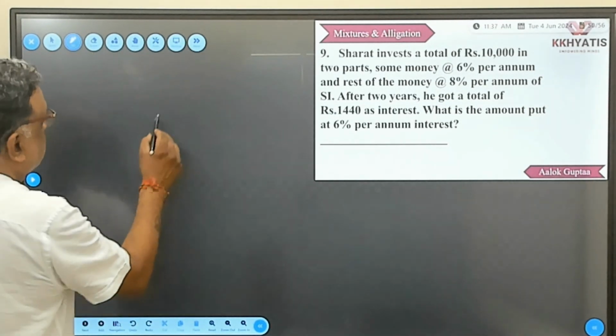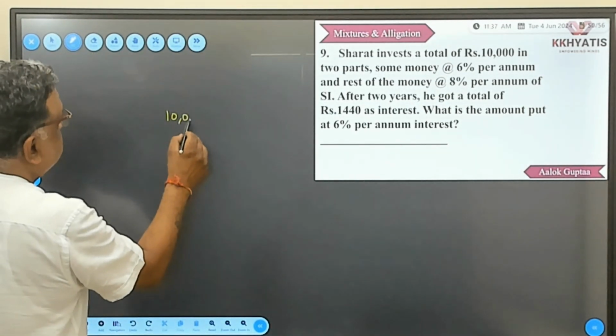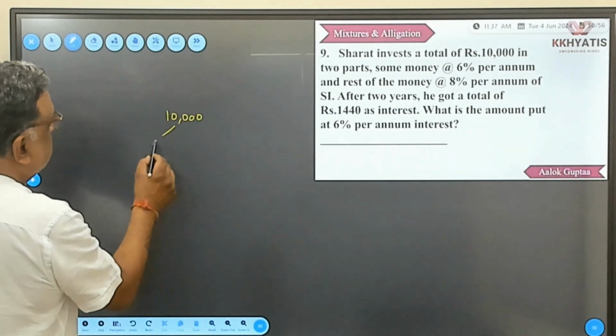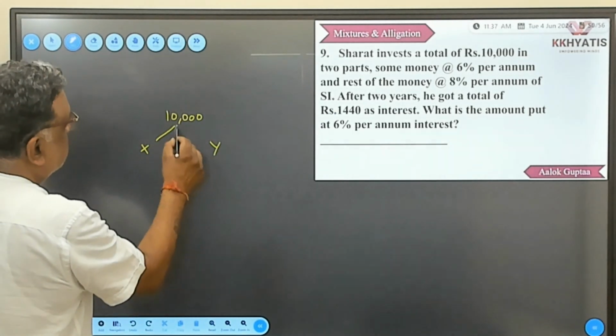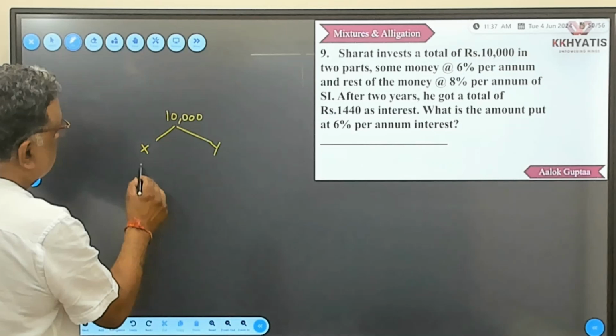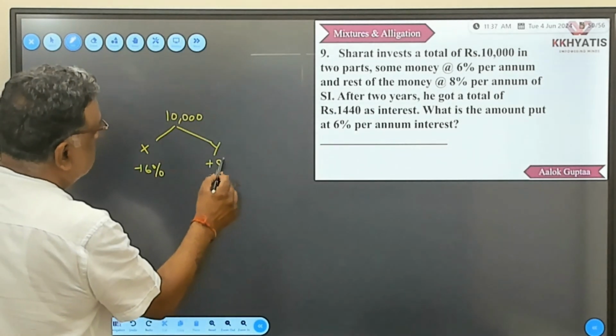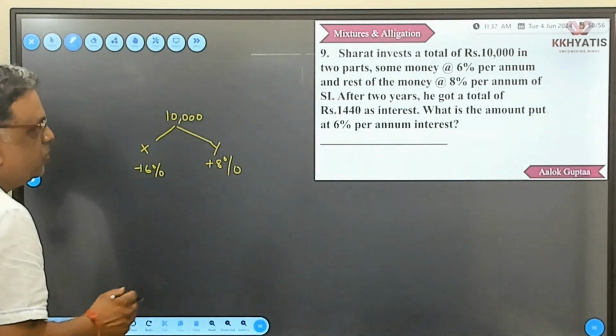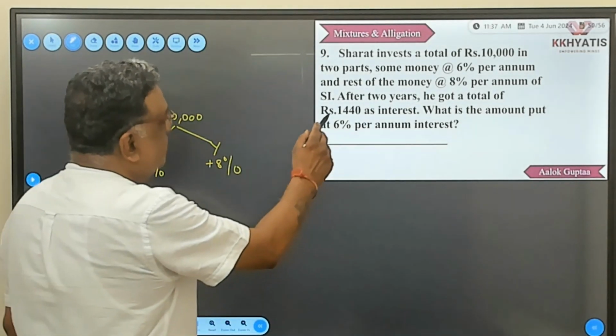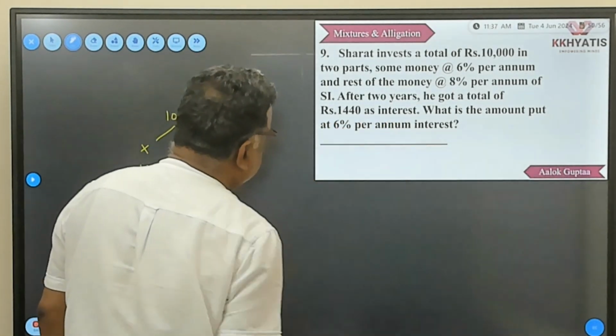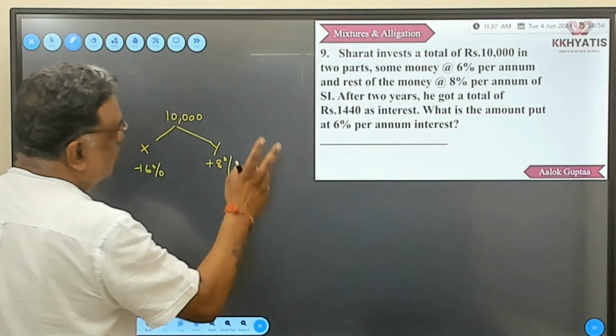So he had a total of 10,000 rupees. He split that between, let us say, two schemes. At one scheme, he put at 6%. Another scheme, he put at 8%. And after 2 years, he got a total of 1440 as interest. So 1440 he got in 2 years.